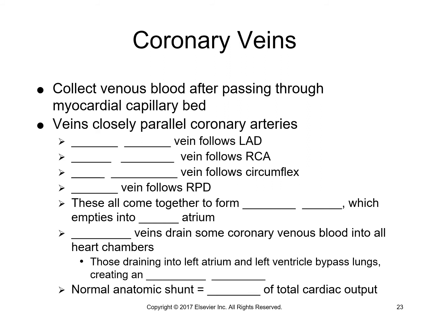All right, so then we also have the coronary veins. They're going to collect the venous blood that's passing through the myocardial capillary bed, and they run fairly parallel to the coronary arteries. So your first set of fill in the blanks there is your great cardiac vein follows your LAD, and the LAD is left anterior descending. And then your small cardiac vein follows closely along with your RCA, or your right coronary artery.